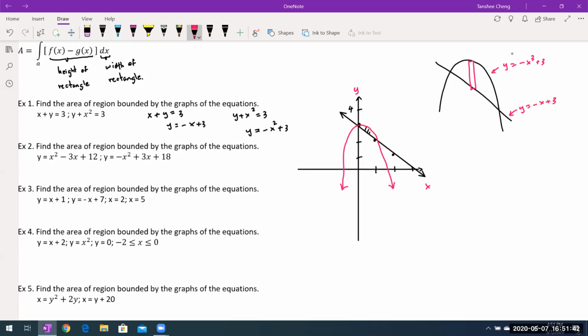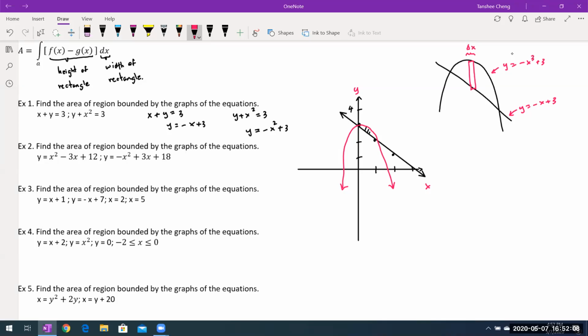So our height in this case will be the top graph minus the bottom graph. And our thickness or width, what will that be? Since we are placing rectangles vertically next to each other, each rectangle has the width of delta x, which is a little portion of x. So that's the bigger picture, expanding out and looking at it.